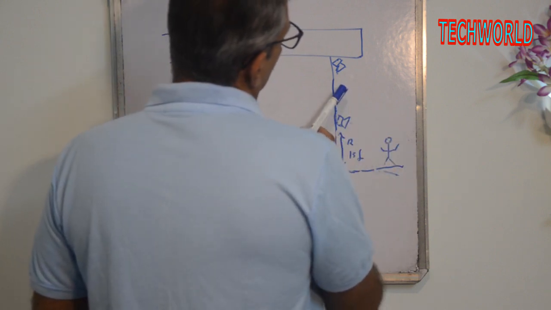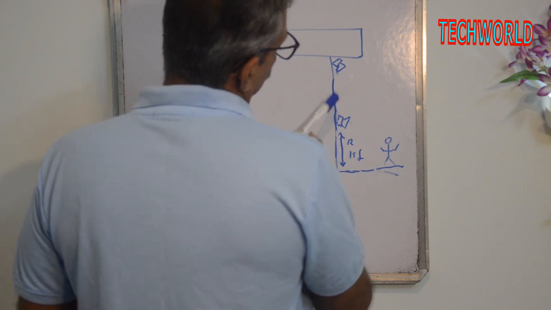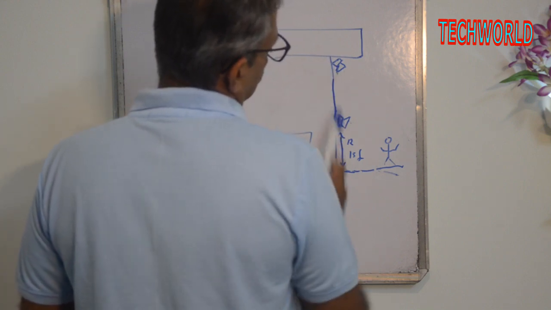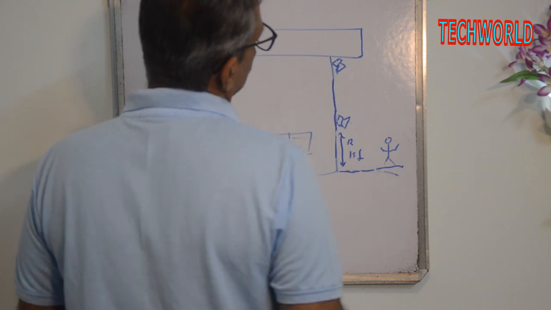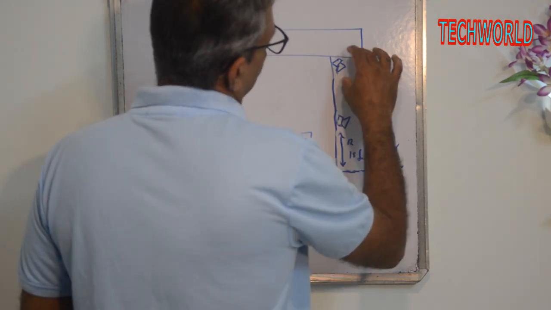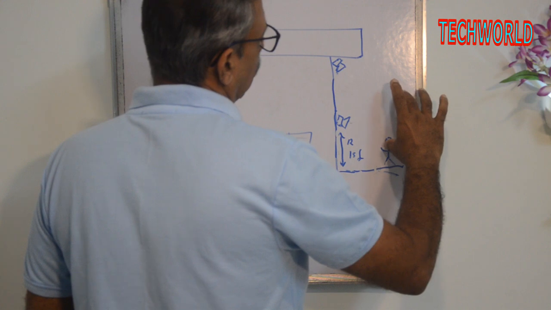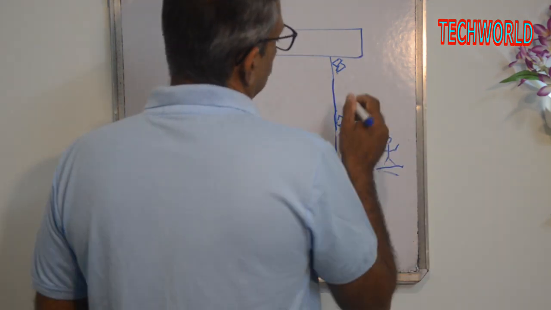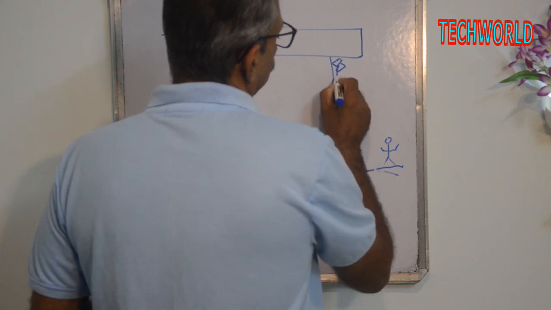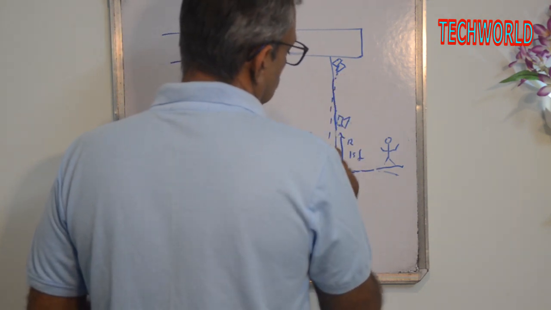If you are installing the camera at a height above 12 to 15 feet, that means this building is maybe more than 12 to 15 feet, then you have to tilt the camera. Instead of fixing the camera like this, you have to tilt the camera like this to cover the entire area. So the view angle just goes like this.